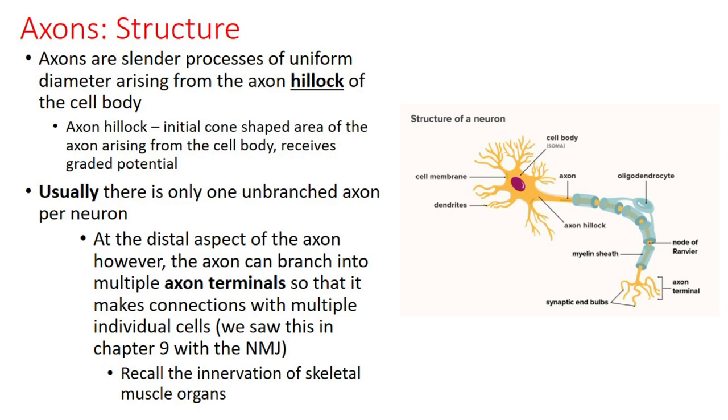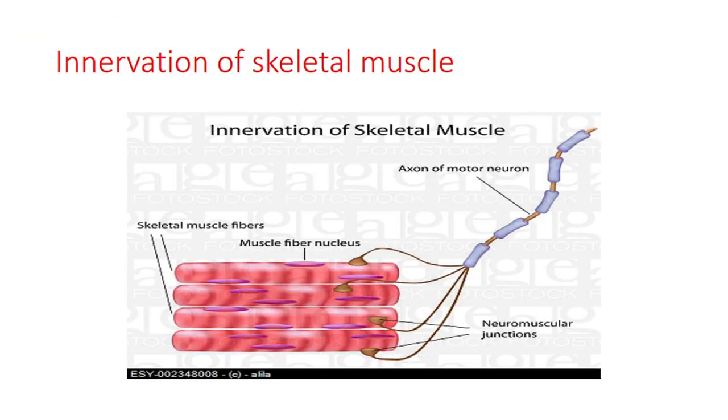So there's usually only one unbranched axon. It's the conducting region that leads to the axon terminals. And we've seen this before when you learned about the neuromuscular junction. We were looking at motor neuron innervation by the somatic nervous system of skeletal muscles when we looked at the neuromuscular junction. So here's an image to kind of jog your memory. Here we're looking at the axon of a motor neuron on the right with its branching axon terminals in the middle and its innervation or close association with skeletal muscle fibers, forming the neuromuscular junction.